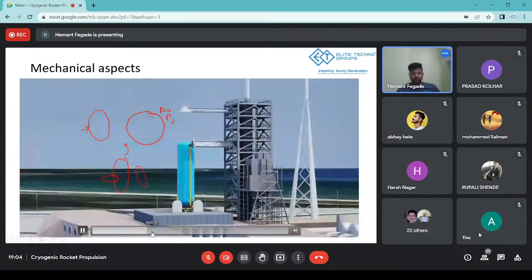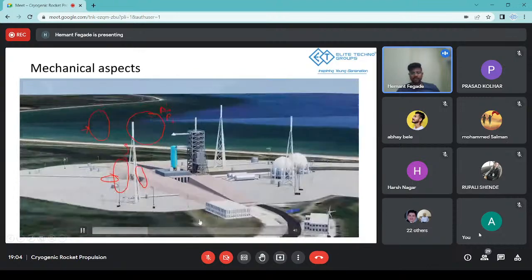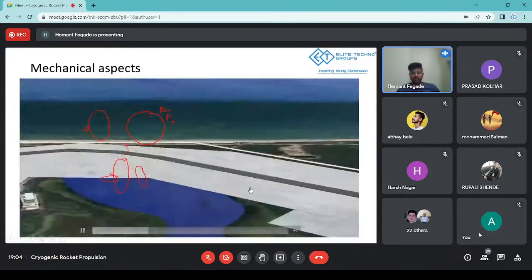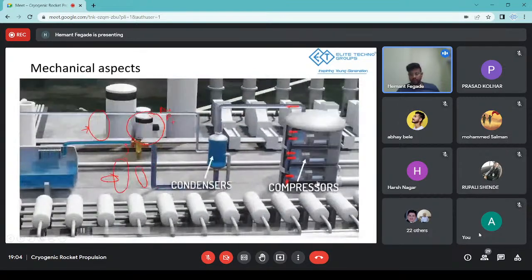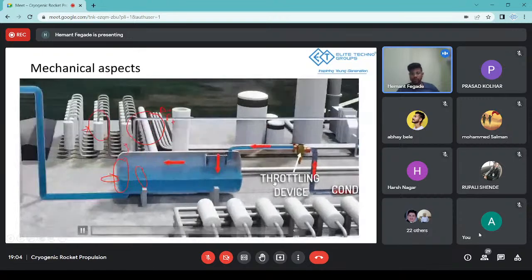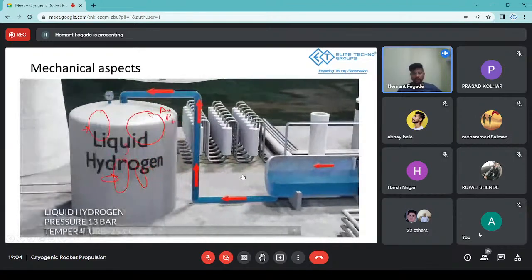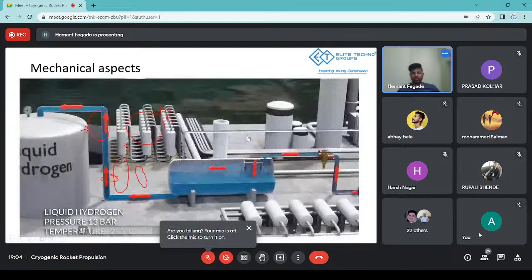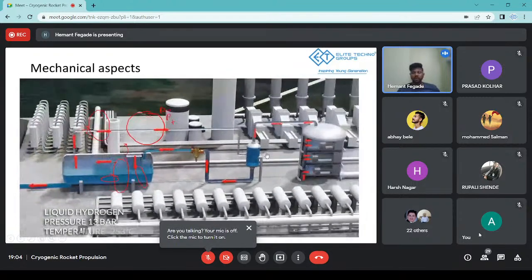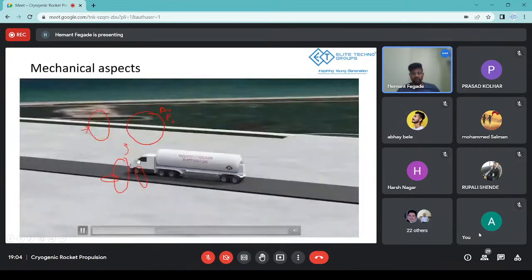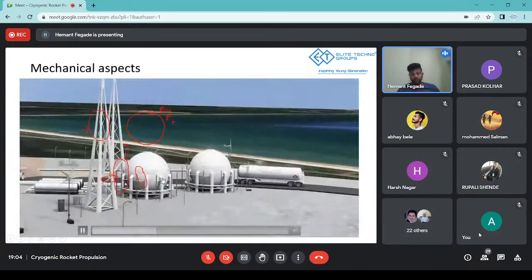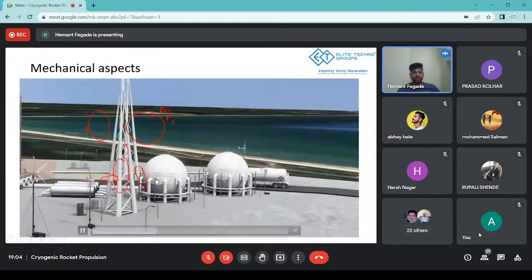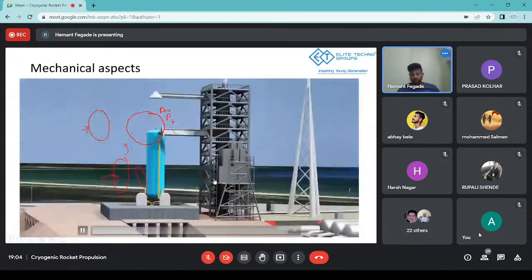Let's jump to the facility. This is how these things are processed, how the hydrogen is liquefied. You have a series of compressors which compress the hydrogen. Then you have condensers, you have a throttling device. Then you collect your liquid hydrogen. Same thing you do with liquid oxygen. And then this is transported with big trucks to these chambers, where your liquid hydrogen or liquid oxygen is stored.